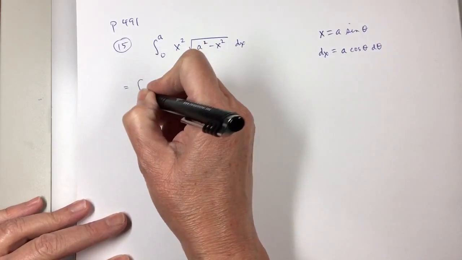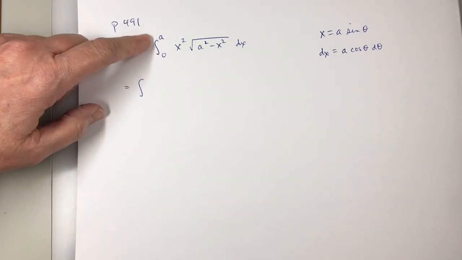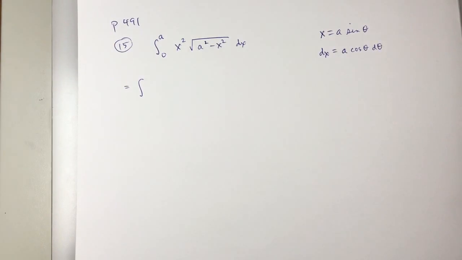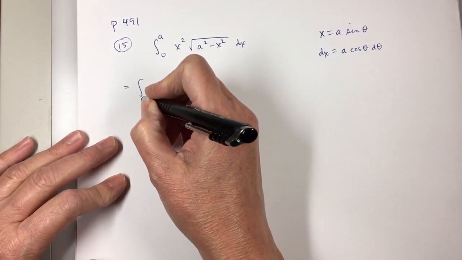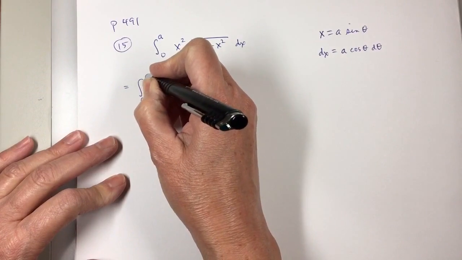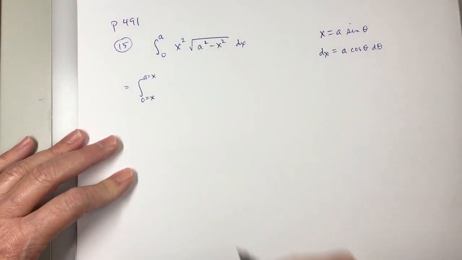Now, I'm changing the variable, but you know, I'm seeing 0 to a. Those are values for x. And I'm going to leave them 0 to a and just change things back to x. So I'll do 0 equals a value for x. A is some value for x.